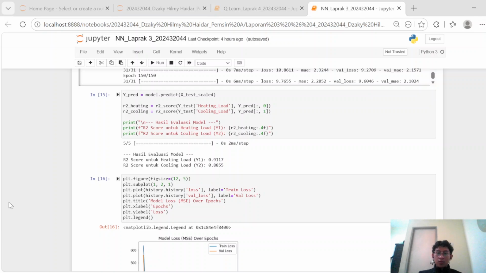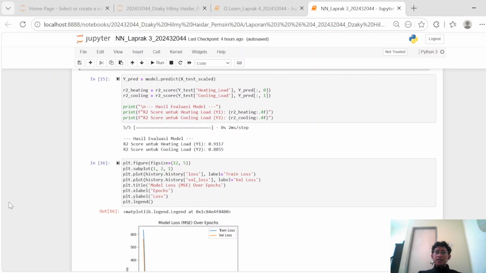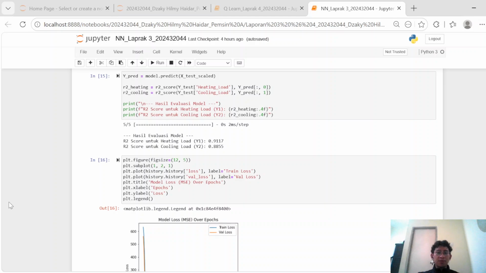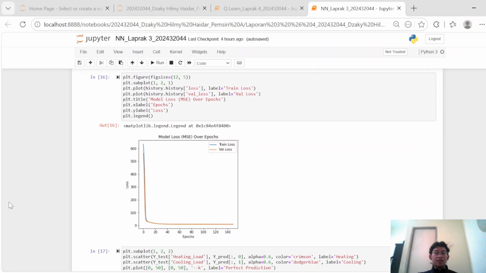Looking at our loss curve, it demonstrates a smooth exponential decay, and both the training and validation lines converge gracefully. The absence of a wide gap between them confirms that our model is well fitted and robust against overfitting. The actual versus predicted scatter plot shows that our data points closely align with the ideal y equals x diagonal line, proving highly predictive accuracy.